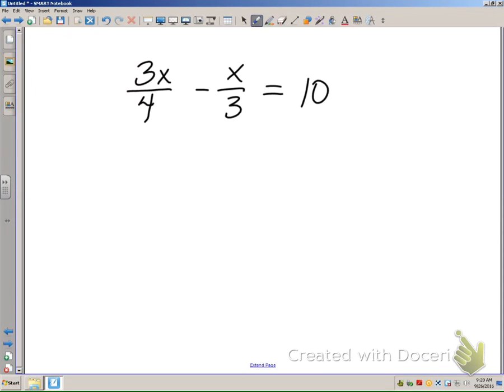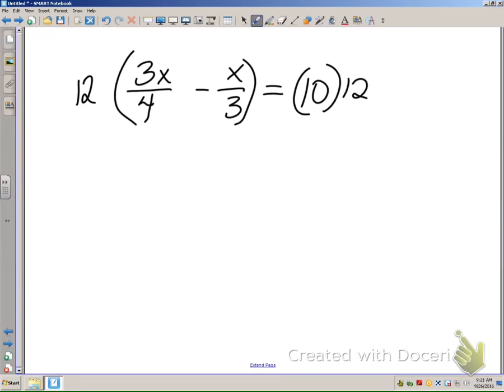Okay, let's try to solve this problem. We're going to solve an equation that contains a fraction. Now, there's 2 ways that we can go about doing this. The easiest thing that I think to do is use the multiplication property of equality, and just get rid of the fractions right off the bat. I know that 12 is divisible by both 4 and 3. So what I would do right off the bat is multiply both sides by 12.